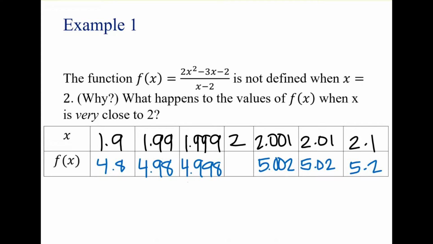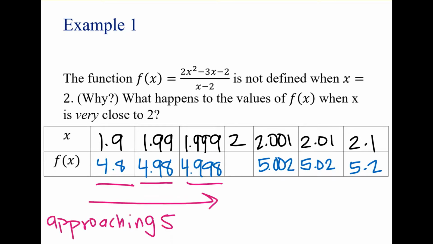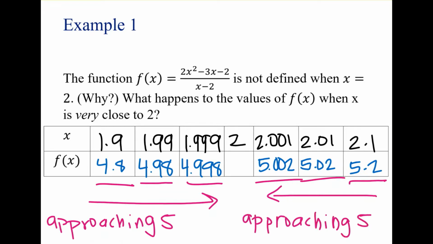First, let's look at what's happening to the left of 2. So we have 4.8 and then 4.98 and 4.998. So what value are we getting close to? Notice that as our x values approach 2 from the left, we are approaching 5. And now let's see what's happening as we approach 2 from the right. We have 5.2, 5.02, 5.002. So as we are approaching 2 from the right, the function values are also approaching 5. So even though the function is not defined at 2, the function is getting closer to 5 as we approach from the left and from the right.